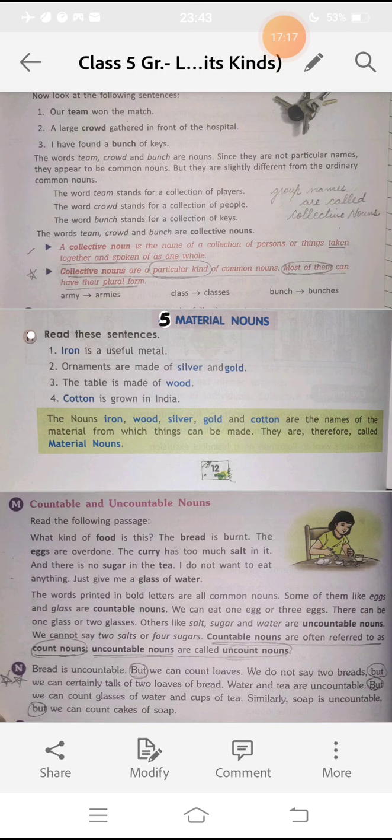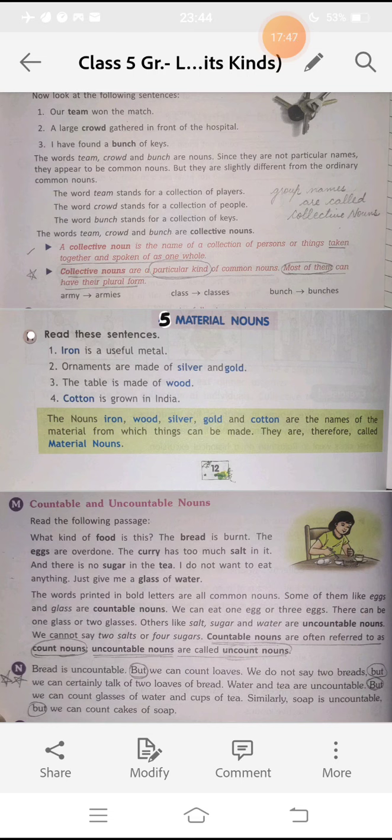But then again, these days we find chocolates in small pouches also. I don't know, a candy sort of. So that way chocolates are countable also, and at times they become uncountable. So you have to be very particular. Just imagine and think how the thing exists, and that is how you'll be able to make out whether it is a countable noun or an uncountable noun.